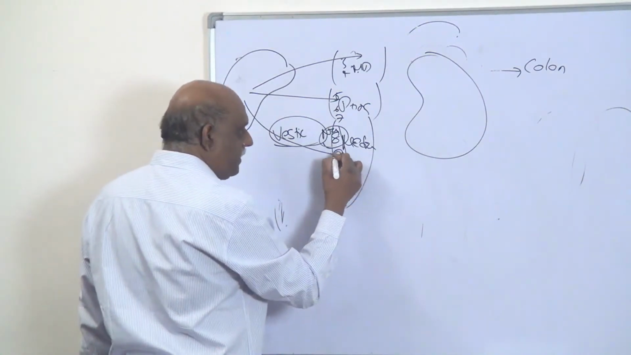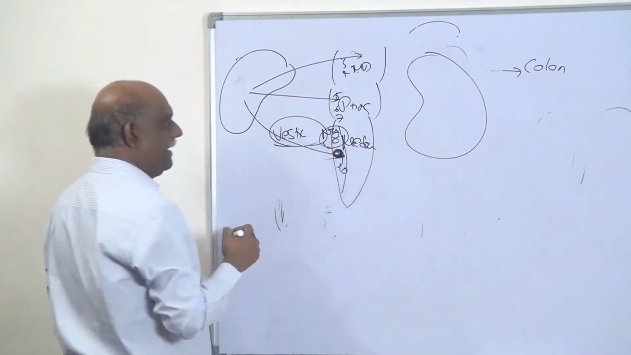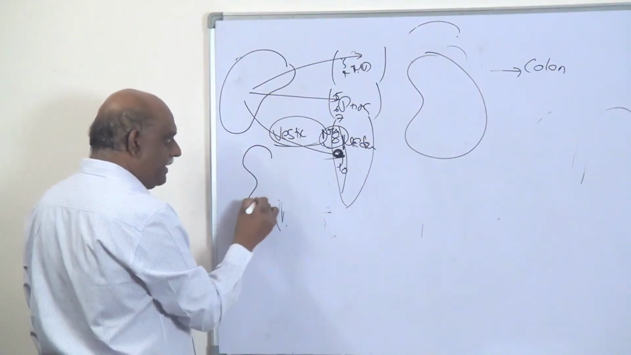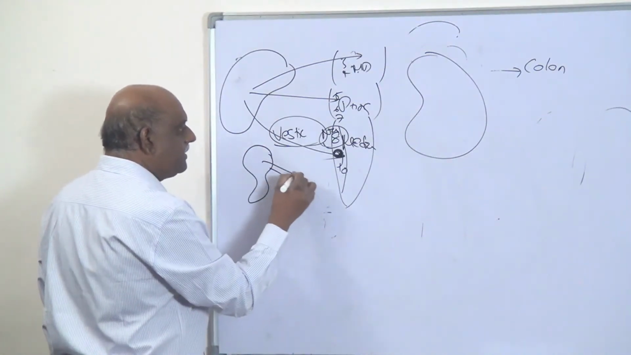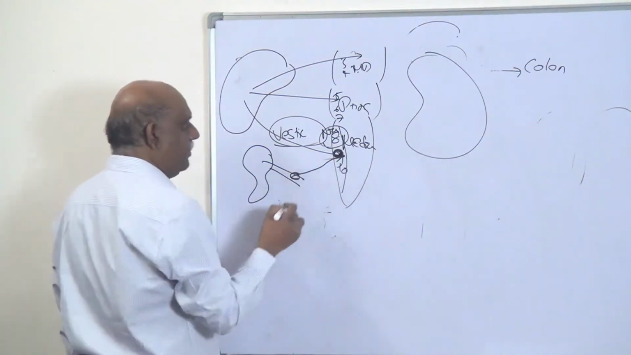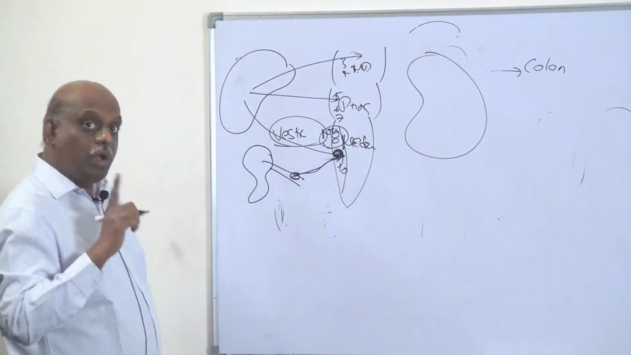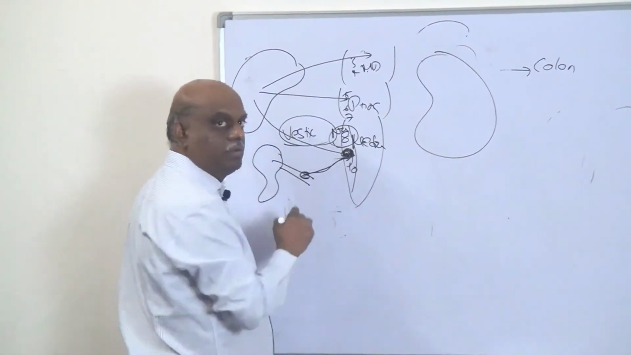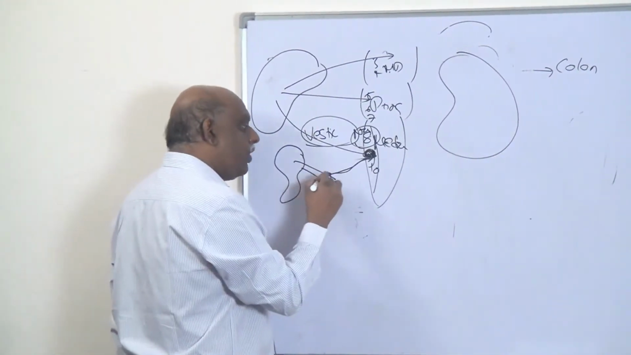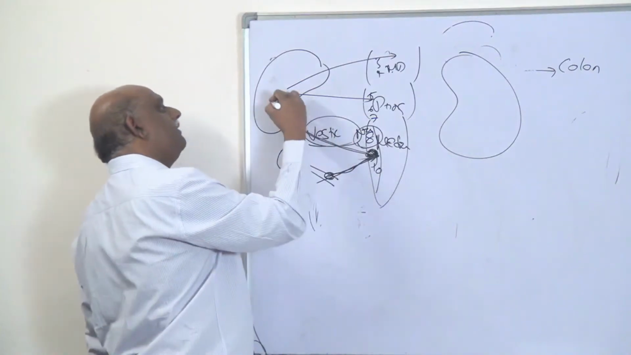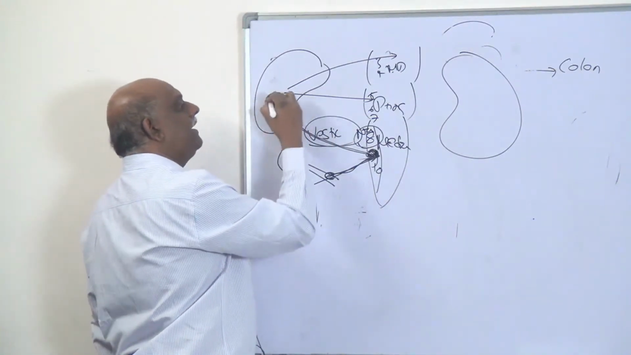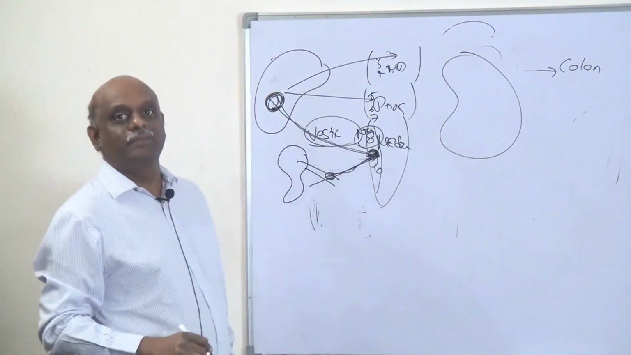So, the vestibular nuclei, which is here, from the ears, inner ear, it is receiving through the vestibular nerve all the signals. So, what will this vestibular nucleus do? It will send all this information to the inferior cerebellar peduncle, it will send it to the cerebellum.